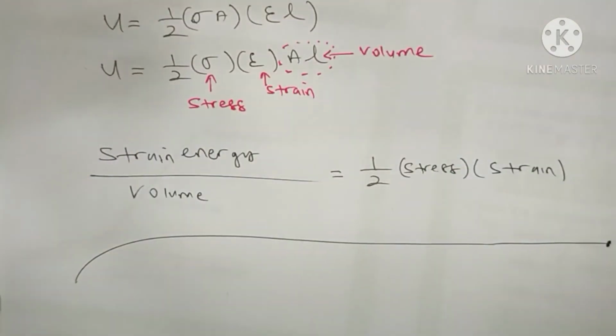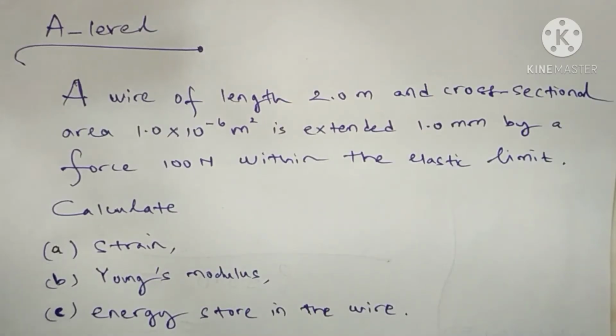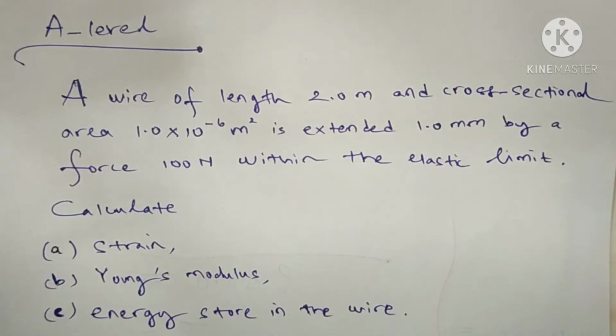Simple like a bubble without giving you any trouble. Hi all, let us attempt an A level question. It's about a wire of length 2.0 meter and cross sectional area 1.0 times 10 to the power of -6 meter square, extended 1.0 millimeter by a force of 100 Newton within the elastic limit. Calculate A, strain, B, Young's modulus, C, energy stored in the wire.